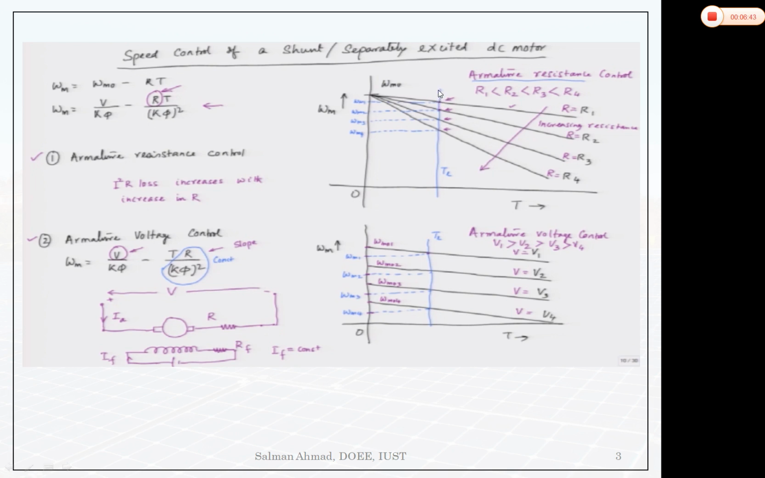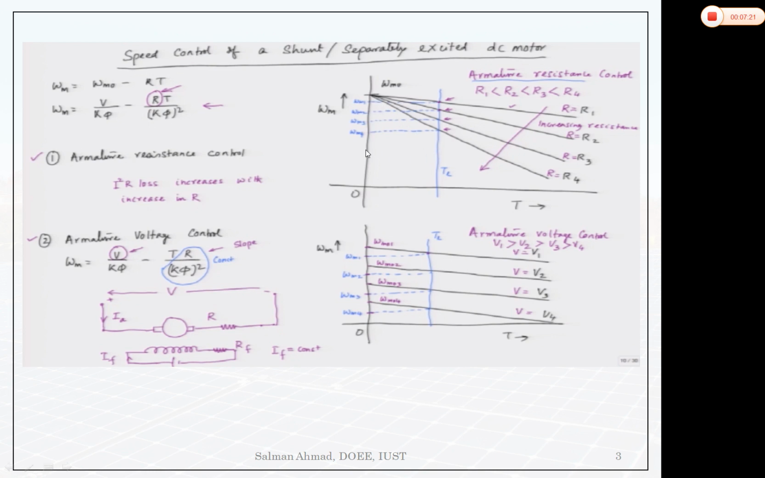And if we are having a load torque characteristic something like this, drawn by this blue line, then the intersection of the motor torque speed characteristic and the load torque will result in the speed of the drive. Here it is running at omega m1 for resistance corresponding to R1, and for resistance corresponding to R2 it is running at omega m2, then at omega m3 and omega m4. So we can change the speed by changing the R value. More R value means lesser will be the speed of the drive.